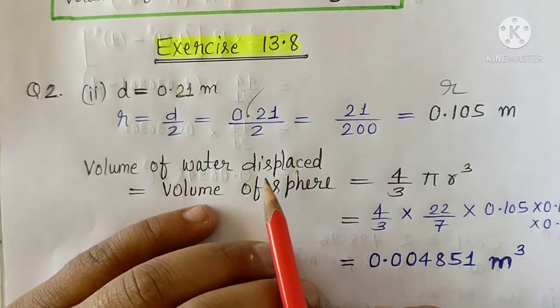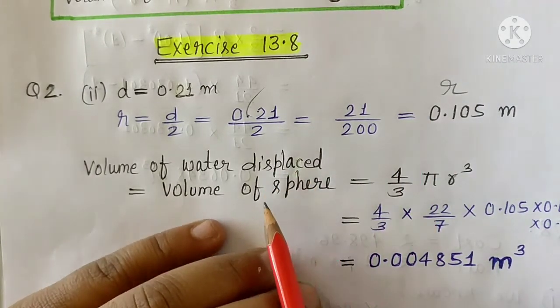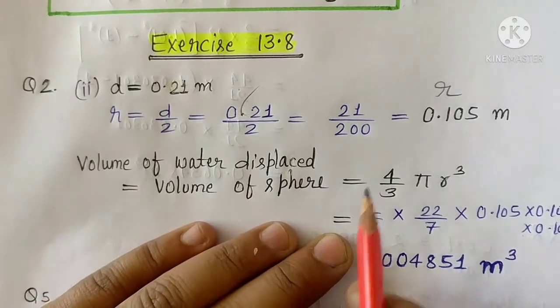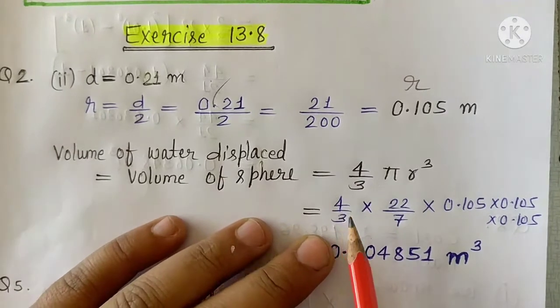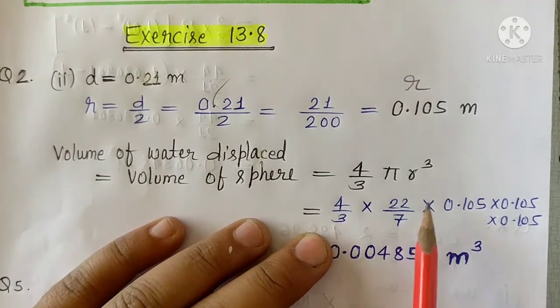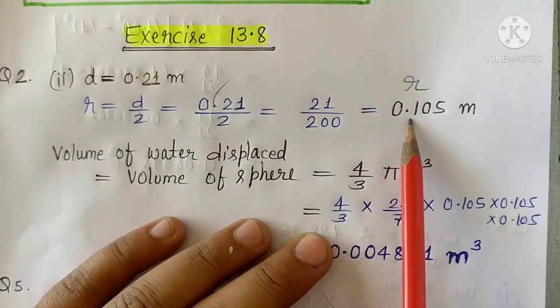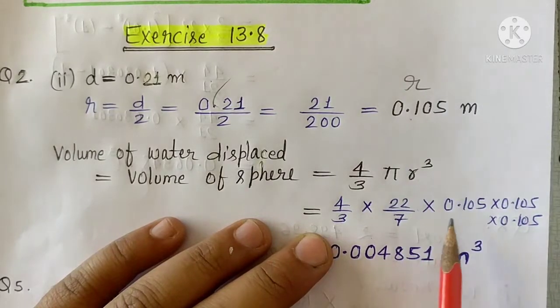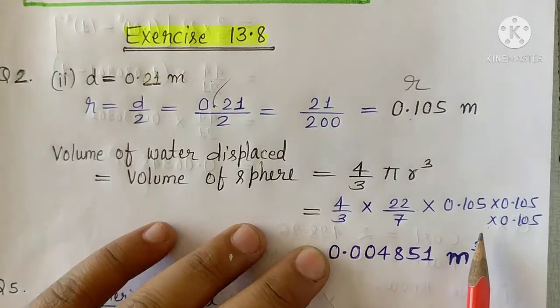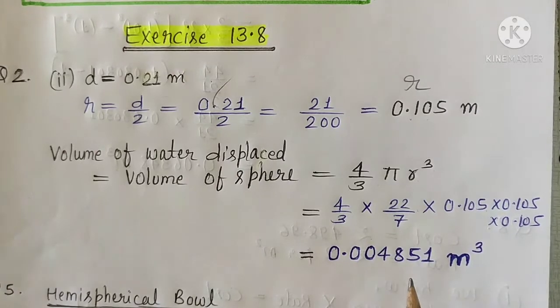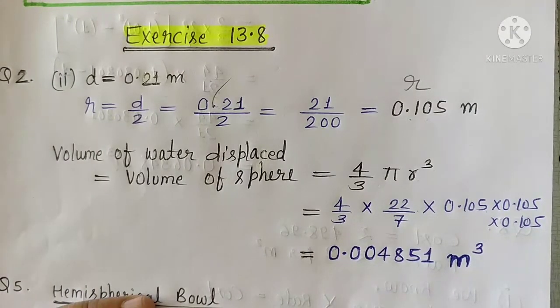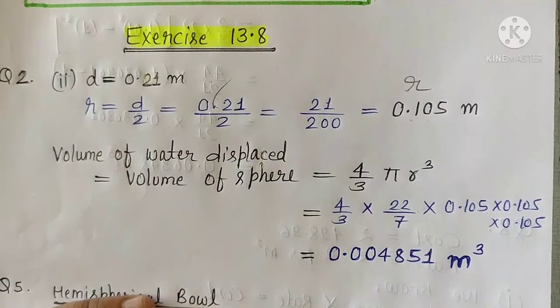Now the volume of water displaced means the volume of a sphere only, 4 upon 3 pi r cube. So in this formula we can put the values. 4 upon 3 pi means 22 upon 7, and r cube means 0.105 multiplied by 0.105 multiplied by 0.105. So we get the value 0.004851 meter cube. This is the volume of question number 2, second part. So I hope it is clear to you.